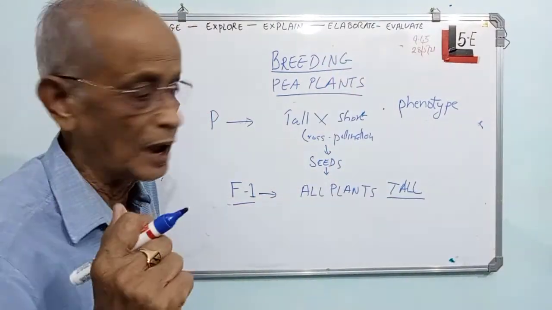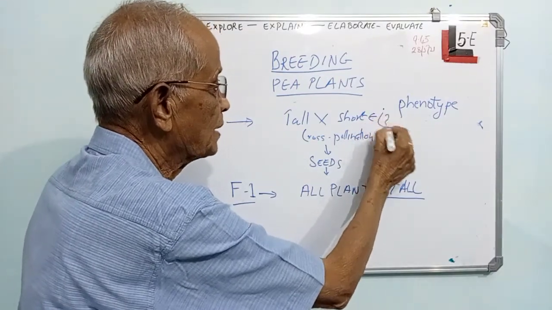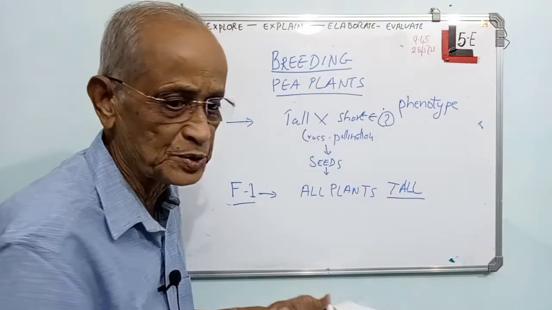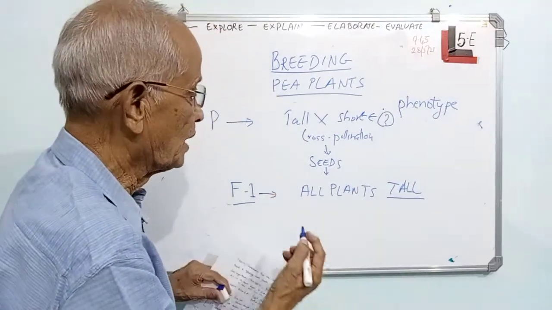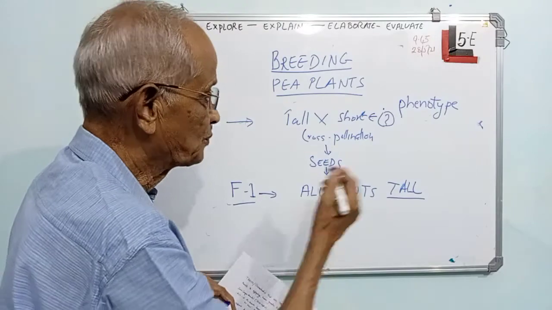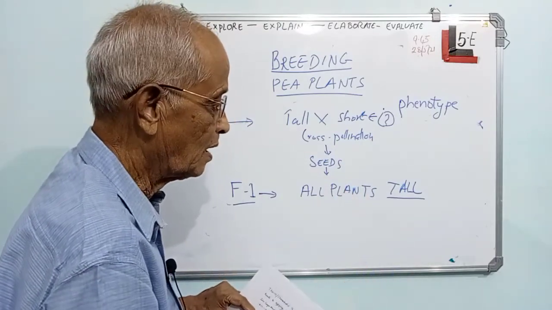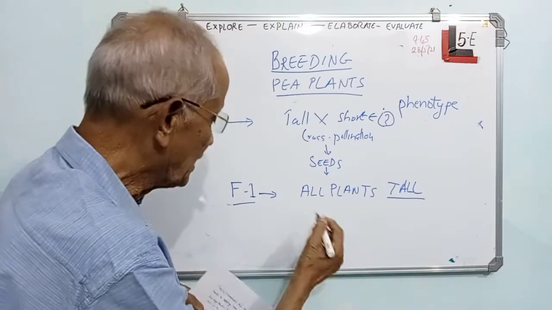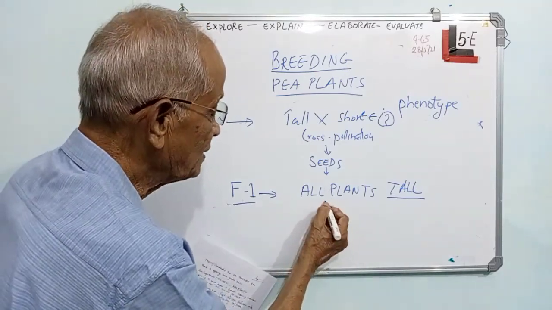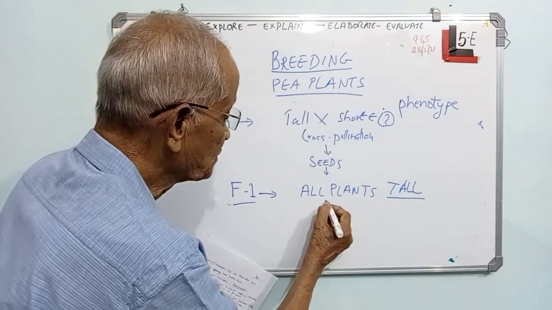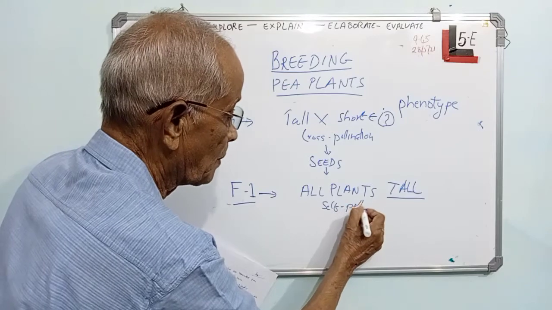Then the question came to him: what happened to this shortness? Where has it gone? In order to explain this, he said that it must be hidden, or it is recessive. Then what he did was, he took the F1 plants and made self-pollination on them.